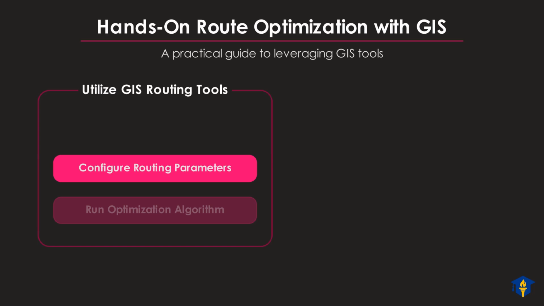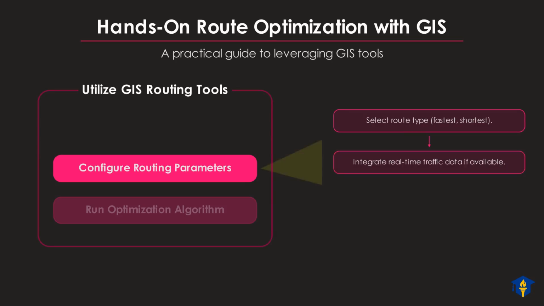We start by configuring all the routing parameters carefully. This involves selecting the desired route type, either fastest or shortest. Integrate real-time traffic data if it is readily available.